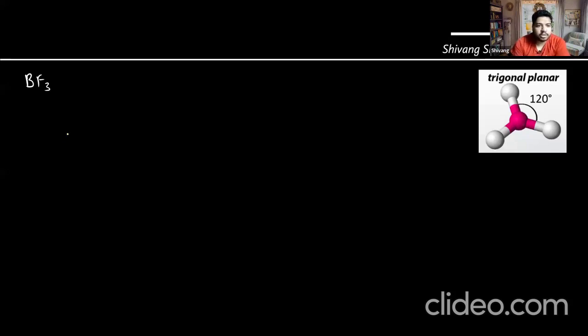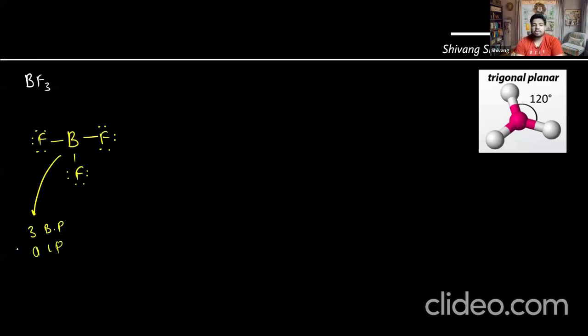The structure is going to be like this. Three fluorines connected to boron, and obviously the lone pairs on fluorine to complete the octet. There are three bond pairs, right? So we have this boron, which is the central atom, which is having three bond pairs and zero lone pairs, right? So again, a total of three bond pairs.